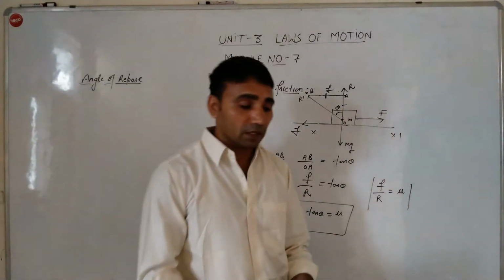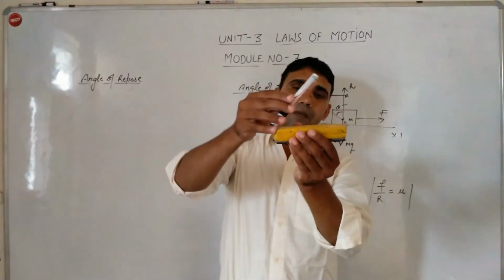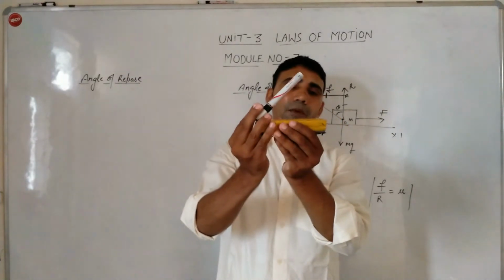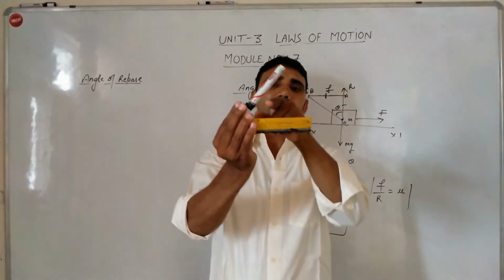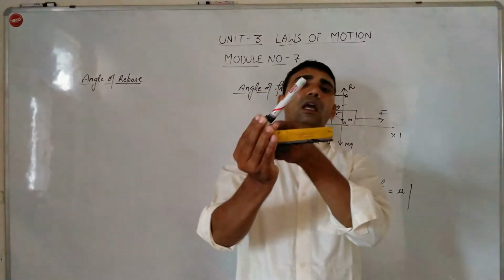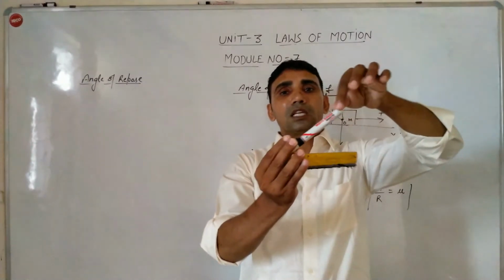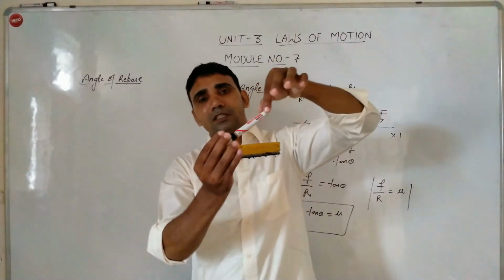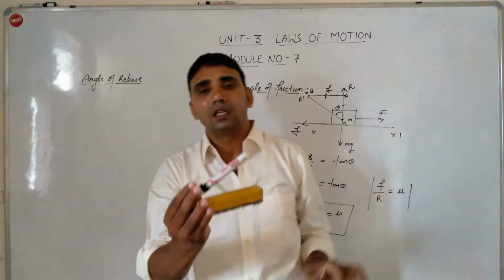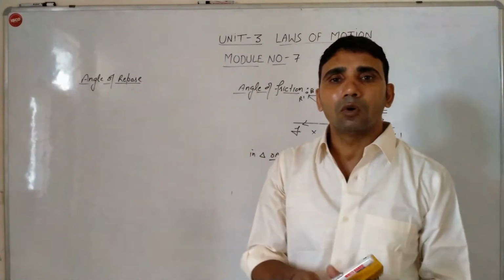Let us take an example. This is the horizontal surface, this is the inclined plane. The angle between these two surfaces, between horizontal surface and inclined surface, when a body placed on the inclined surface just begins to slide down, that is called angle of repose.